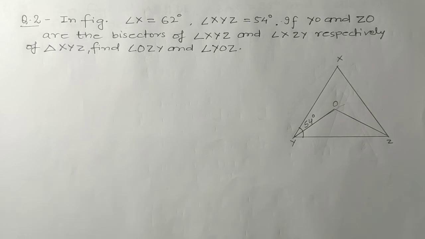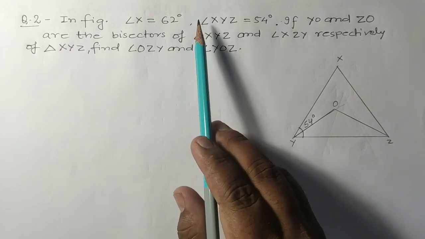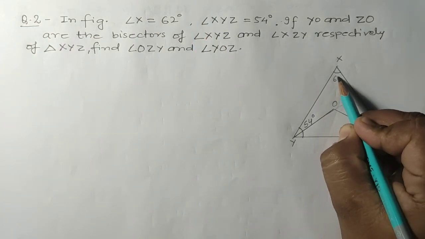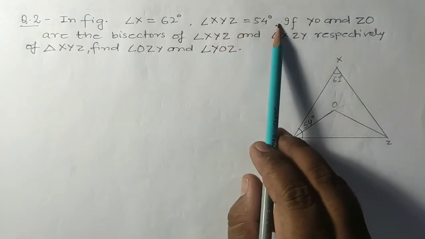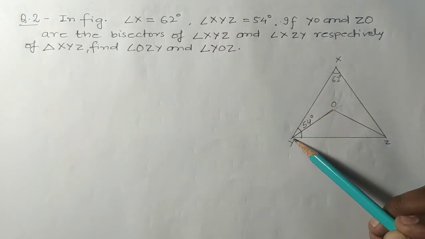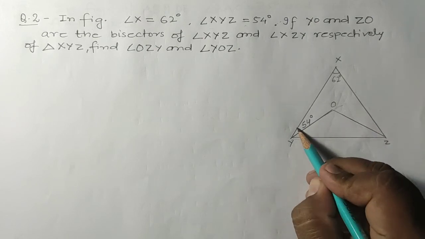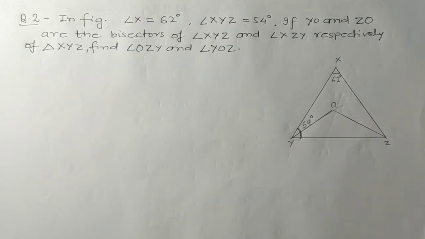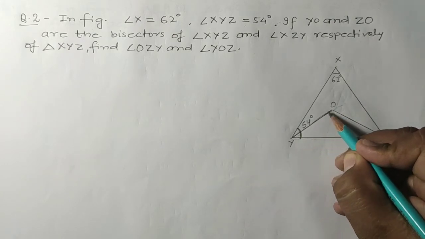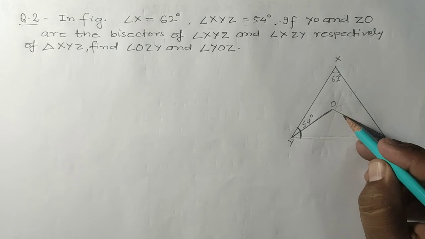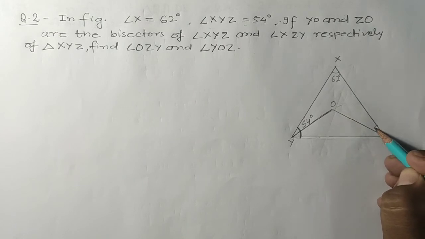Coming to the next question, students, question number 2. In the figure, angle X is 62 degrees. Okay, so basically this angle is given as 62 degrees. Angle XYZ is equal to 54 degrees. Okay, this whole angle is 54 degrees. If YO and ZO are the bisectors of angle XYZ and angle XZY, okay, so this YO is the bisector of this angle and this ZO is the bisector of this angle.